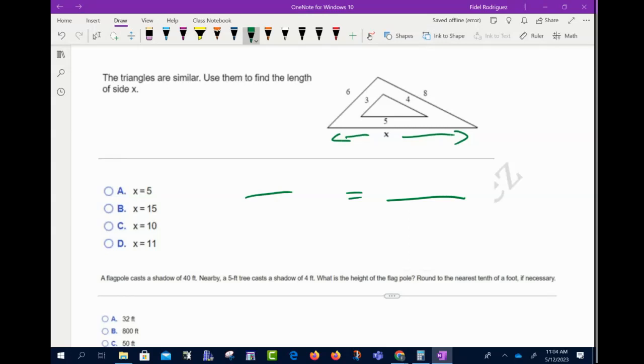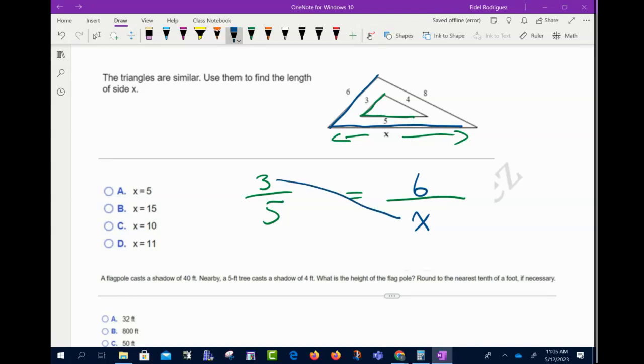Okay, so suppose I was looking at the small triangle, the one on the inside. Could I say 3 is to 5? So 3 is to 5 here. If I did that, then what numbers should I use for the big one? 6 is to what? There we go, right? Now, could we have done 4 to 5 and 8 to x? Yeah, we could have done that too, right? We just had choices here.